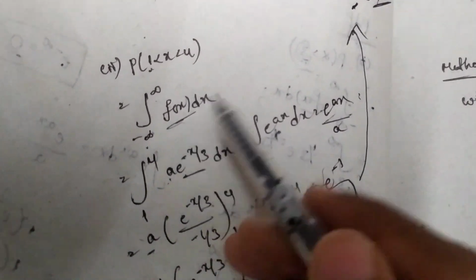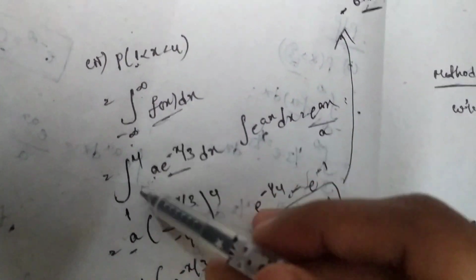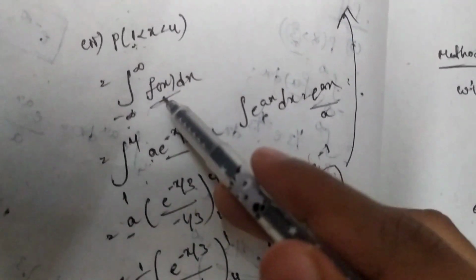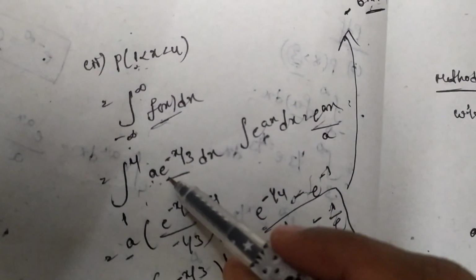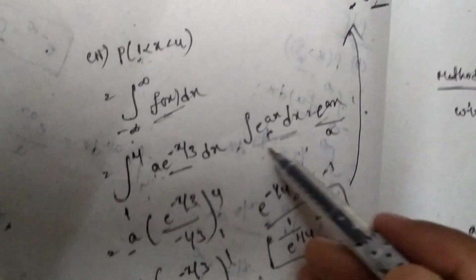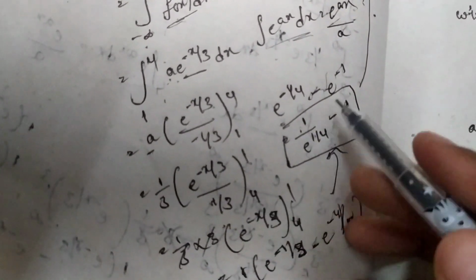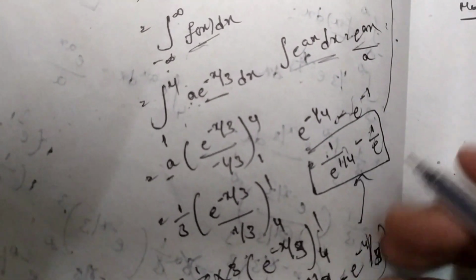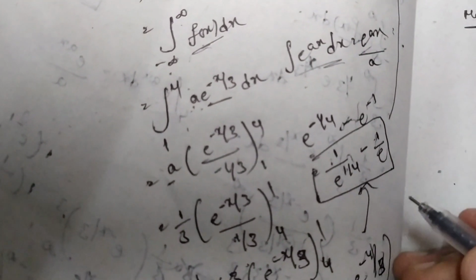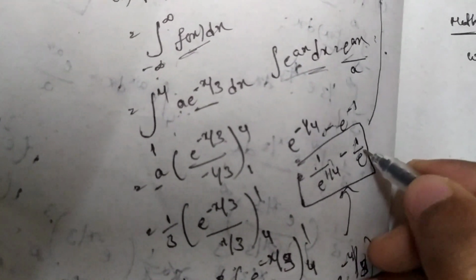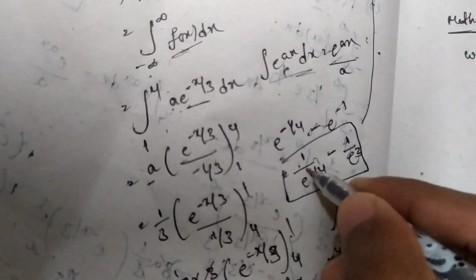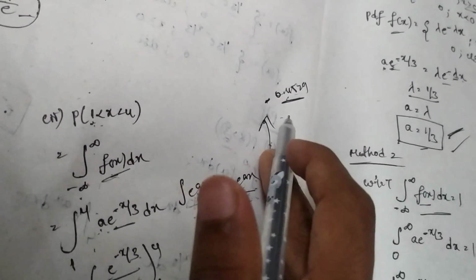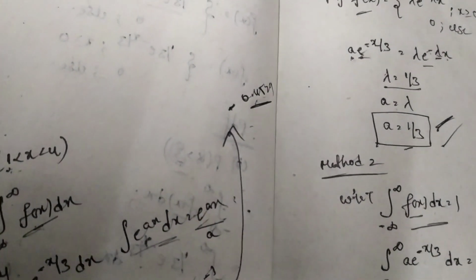Here first the property and substituting the condition 1 to 4, and the f of x function is a into e power minus x by 3 dx. By using this formula we derive it like this, and by calculating these two values we get the value 0.4529.